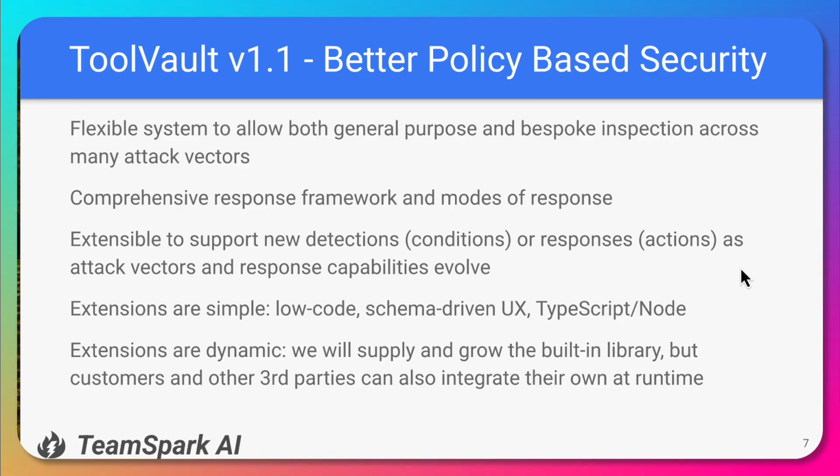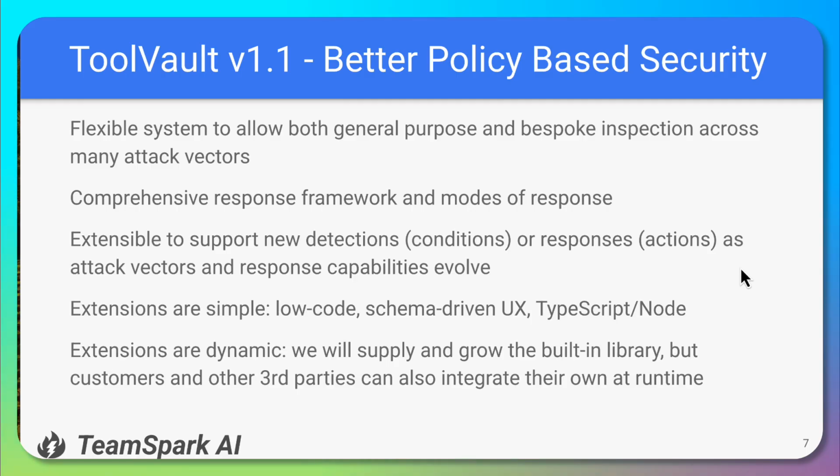So we need a system that can grow and adapt and is flexible and extensible. The extensions need to be super simple. The model that we built is low-code and schema-driven UX, which means the extensions offer up a JSON schema that indicates how they're configured and what parameters they need to operate. Then we can render nice-looking user interfaces just based on that, but there's no UX in the actual extensions themselves. And they're built in TypeScript and Node.